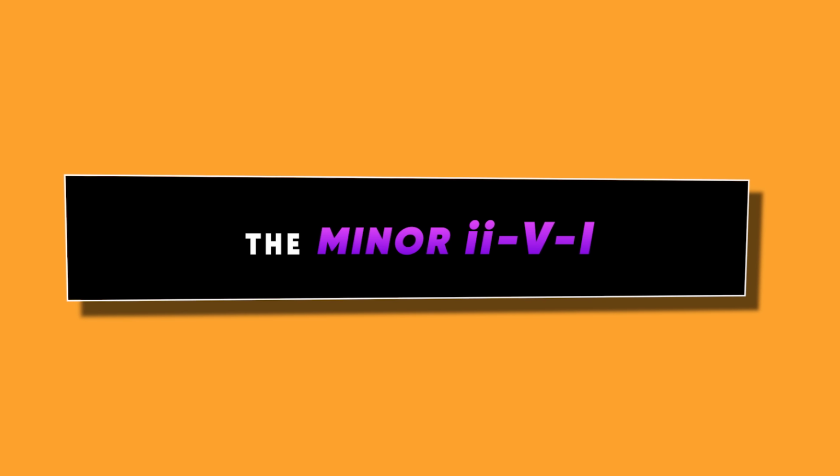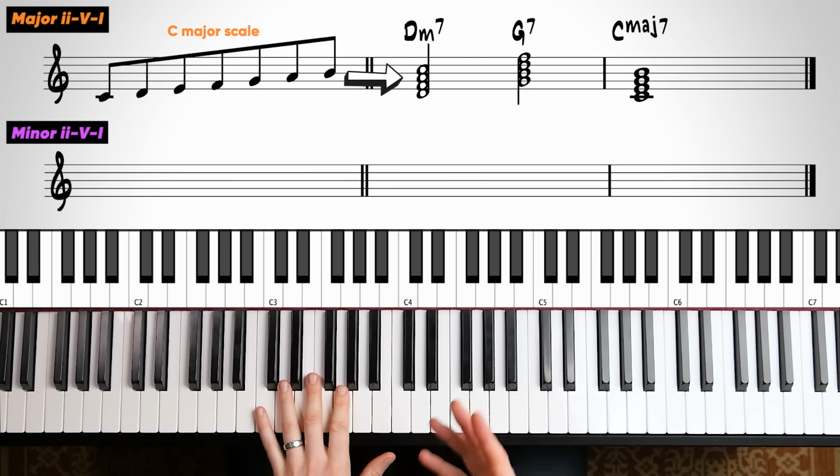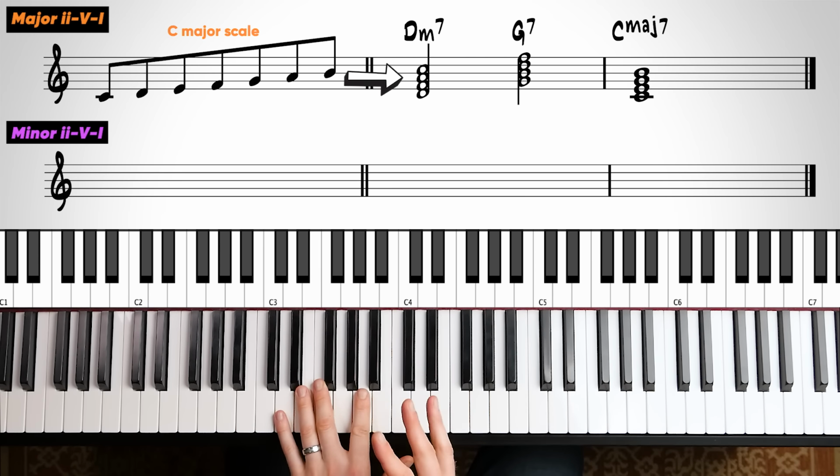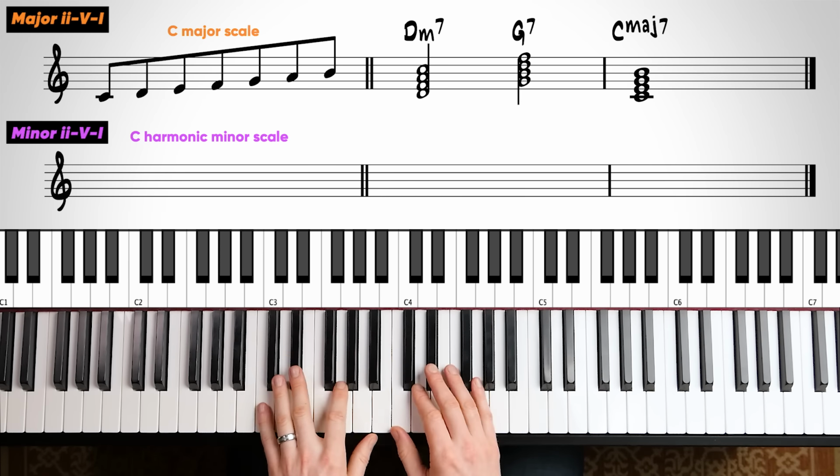Okay, so the next step is to learn the minor 2-5-1. So we've already looked at the major 2-5-1. There is also a minor 2-5-1 in jazz, and it's the same idea. We're just going to build the 3 chords from the minor scale. In fact, we're going to build them from C harmonic minor scale.